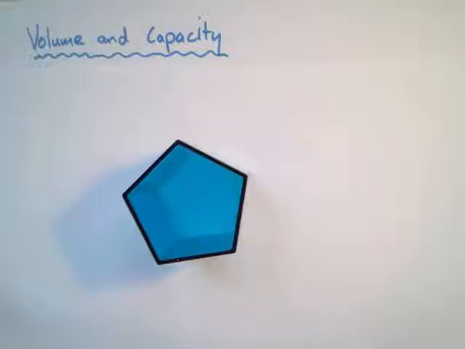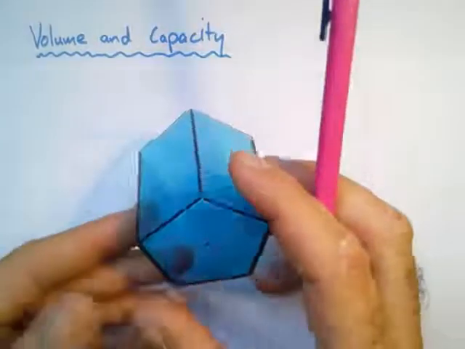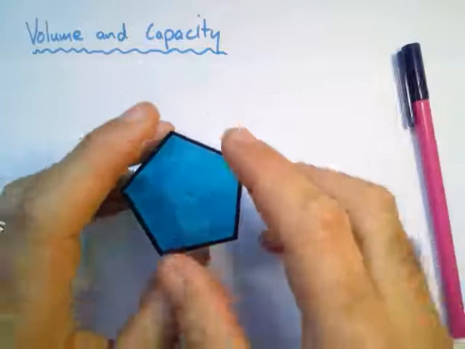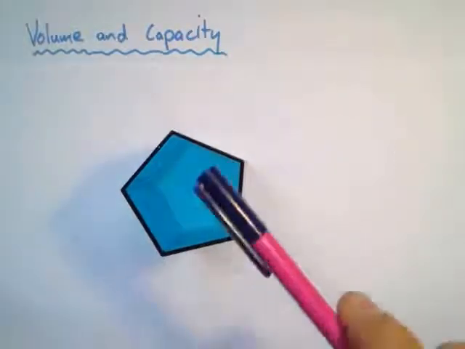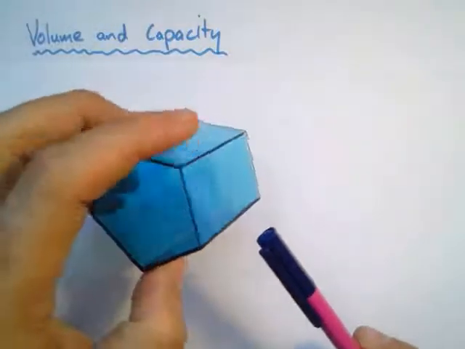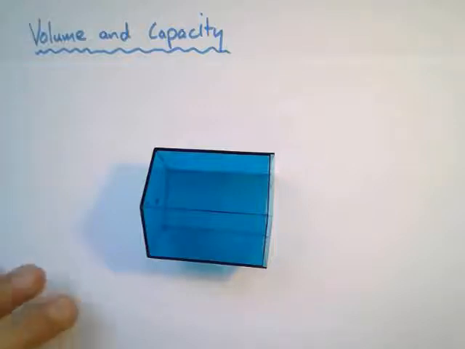Volume and capacity. What is the difference between these two? Volume, we're looking at 3D shapes. So this is a 3D shape, and this shape takes up some space in our area. So the volume is how much space this thing takes up. What is the space that this takes up in 3 dimensions?